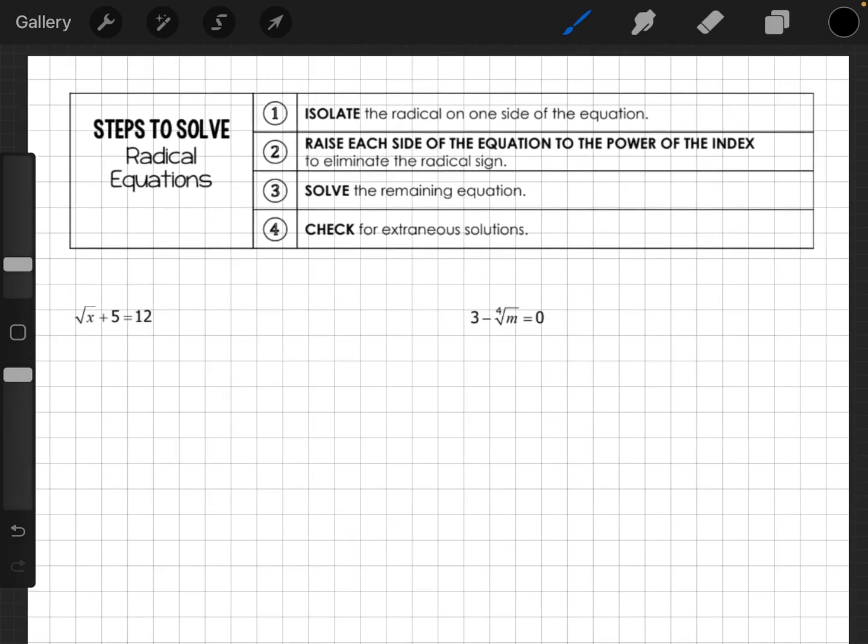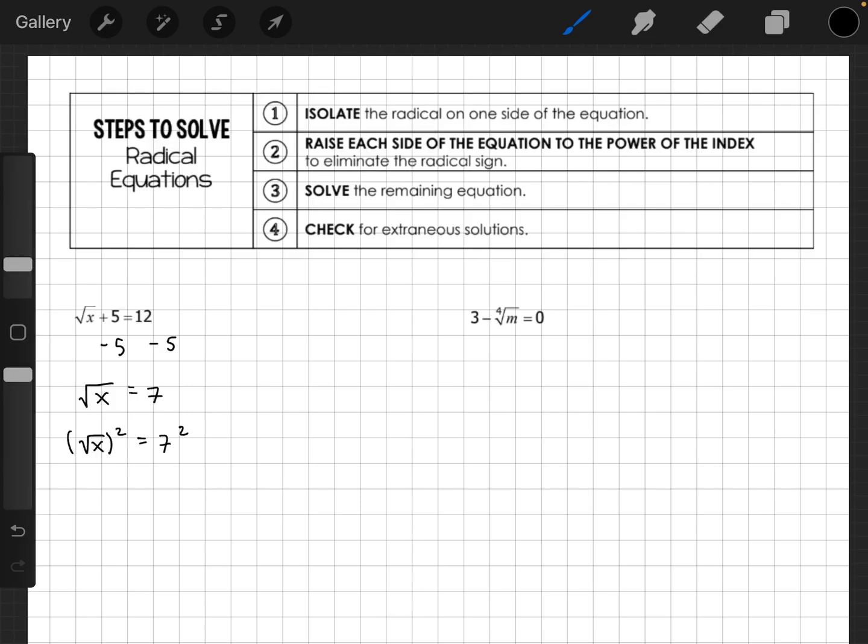So first, we're going to isolate the radical by subtracting 5 on both sides of the equation. Now we're left with the square root of x equals 12 minus 5, which is 7. Then we're going to raise each side of the equation to the power of the index. Because this is a square root, we're going to raise both sides of the equation to the power of 2. So the square root of x raised to the power of 2 equals 7 raised to the power of 2.